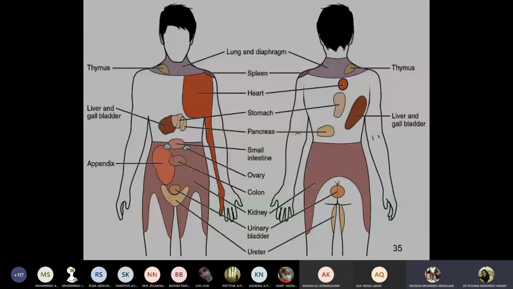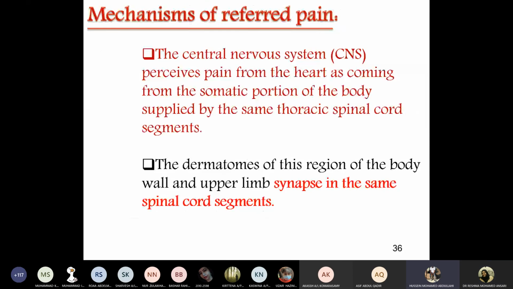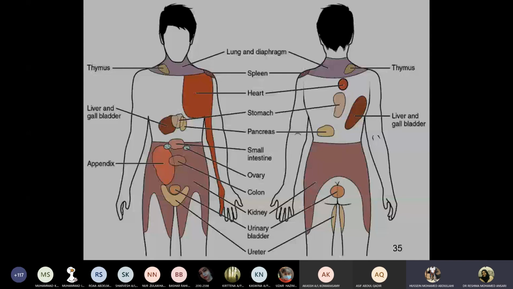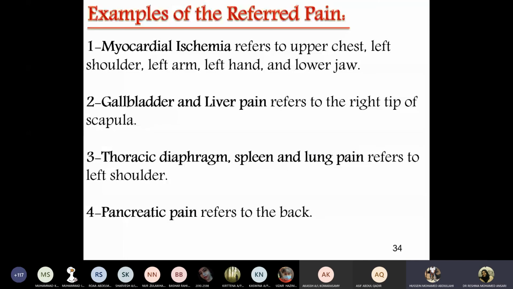I want to ask. This one. No, the other one. Yes, this one. Number 4. You said the pancreatic pain refers to the back. Okay.